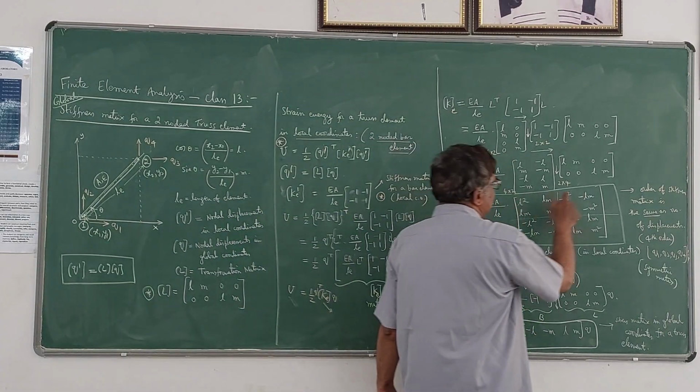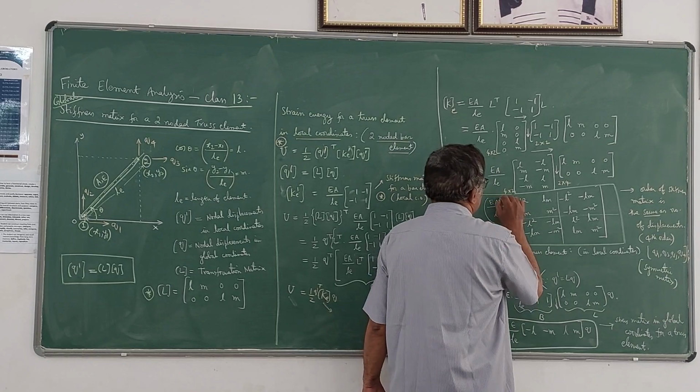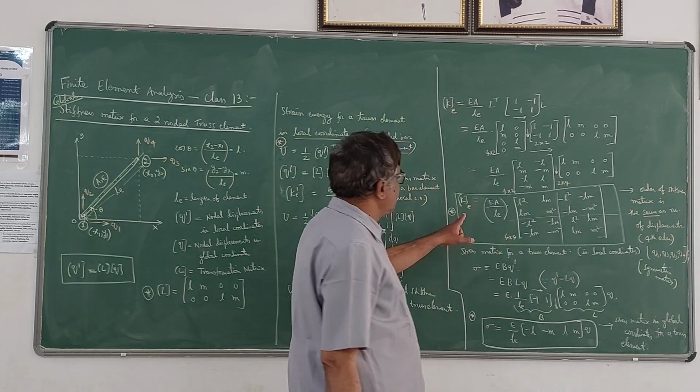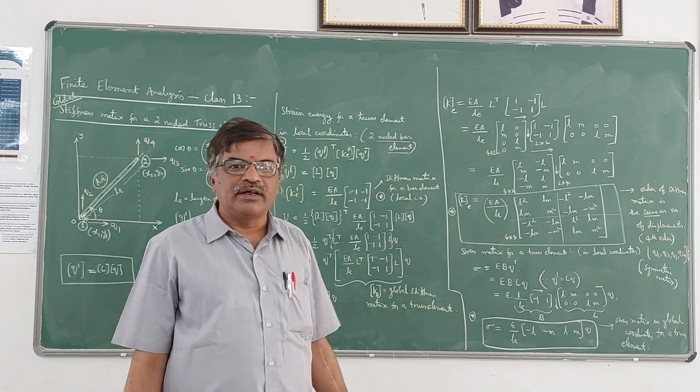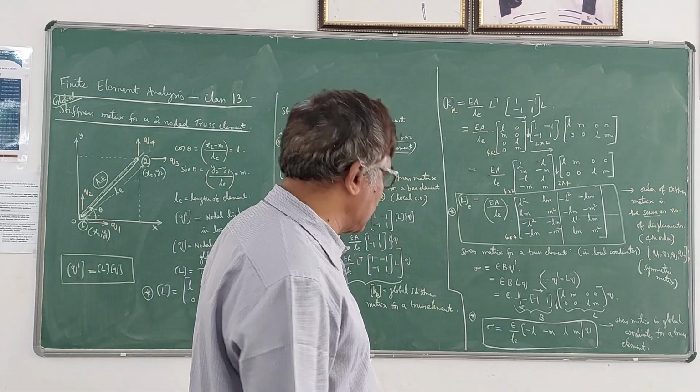Now you have to remember this. So this gives the global stiffness matrix of a truss element with 4 degrees of freedom in total.